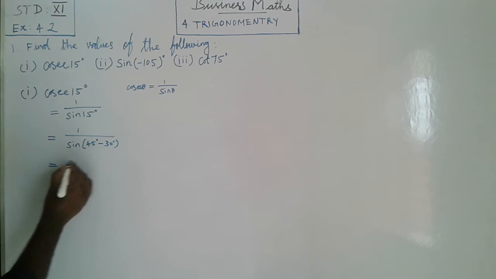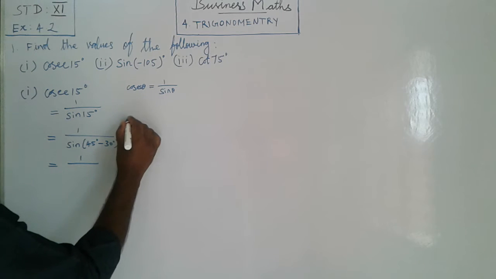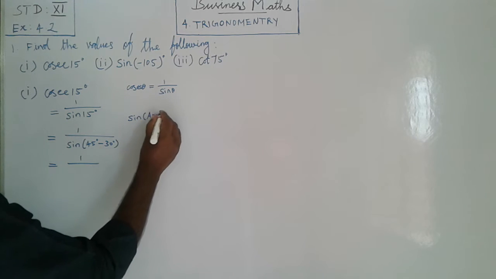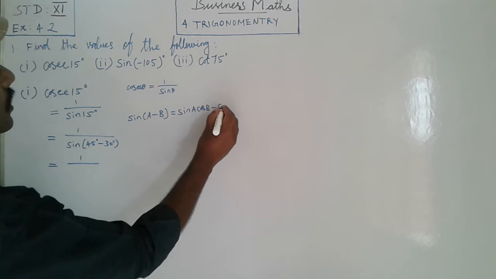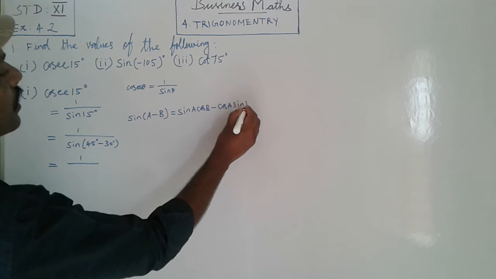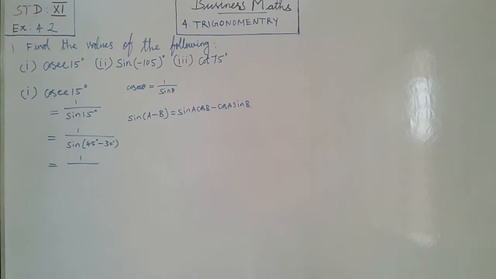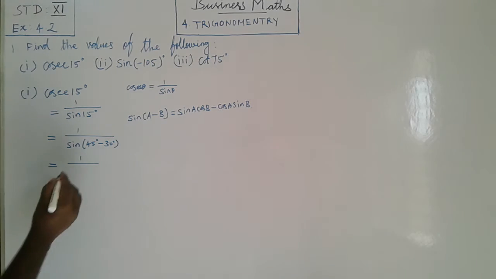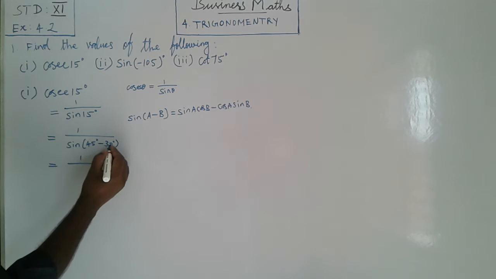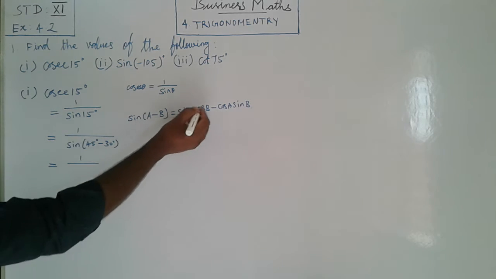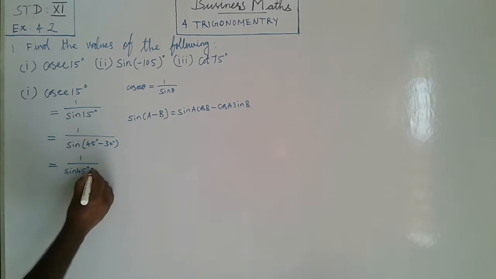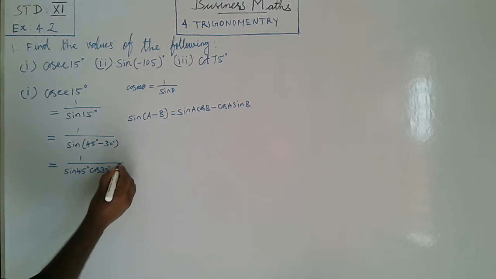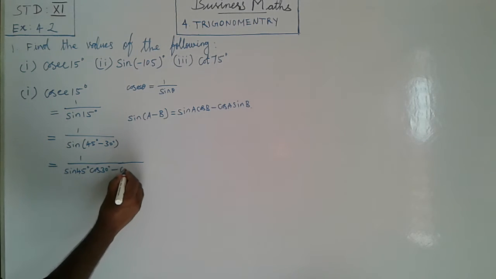So that is equal to 1 divided by sin (a minus b). The formula is sin (a minus b) equal to sin a cos b minus cos a sin b. Substitute this formula here. A is 45 degree, B is 30 degree: sin 45 degree cos 30 degree minus cos 45 degree sin 30 degree.